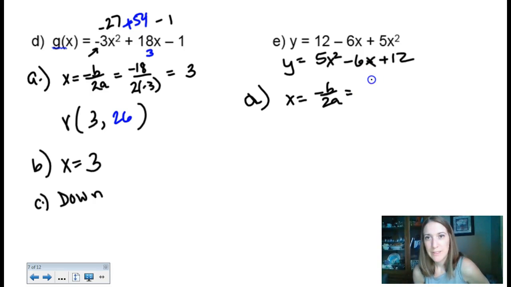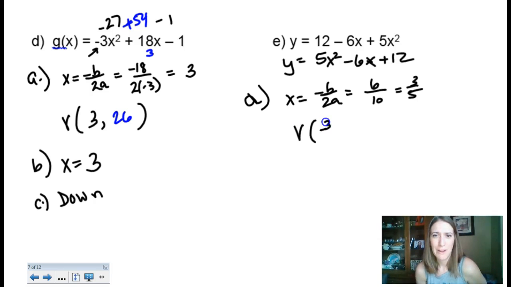So negative b would be 6, over 2 times a, which is 10. And I should reduce that to 3/5. Now, if you wrote these as decimals, that's probably okay because we're graphing. Who's going to graph a point at 3/5 comma anything? But 3/5 is 0.6, by the way.